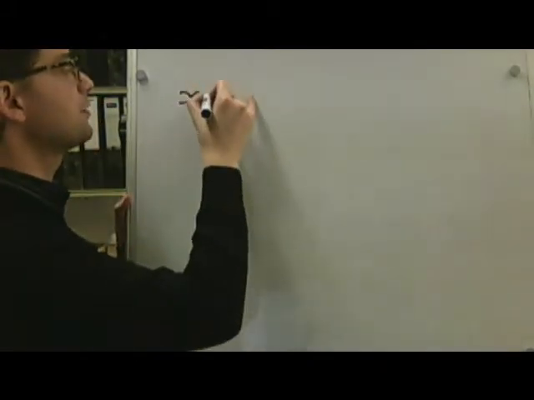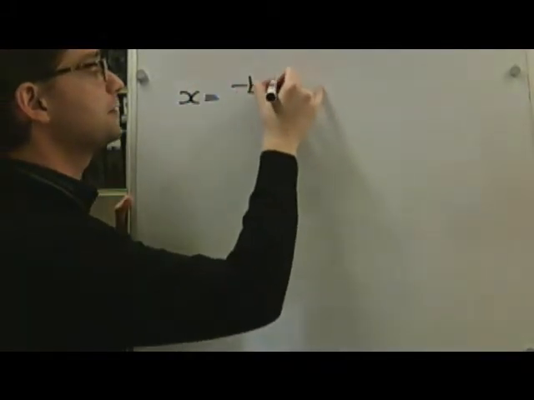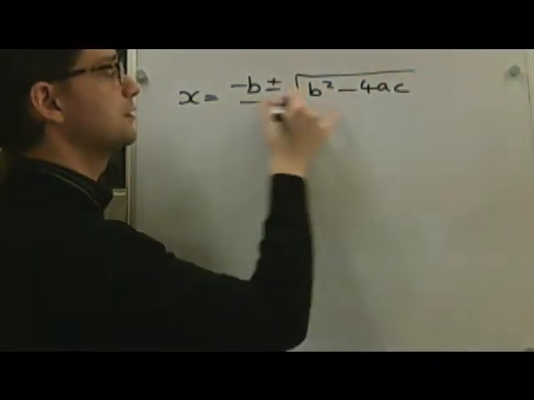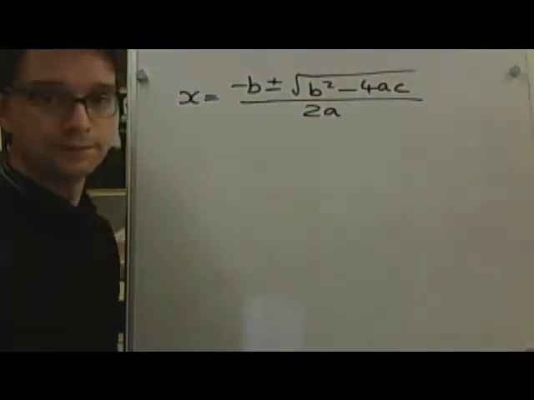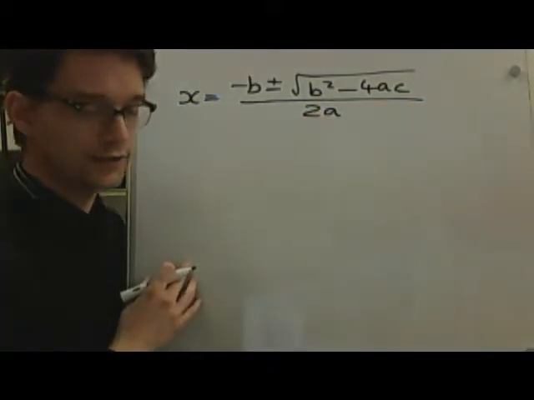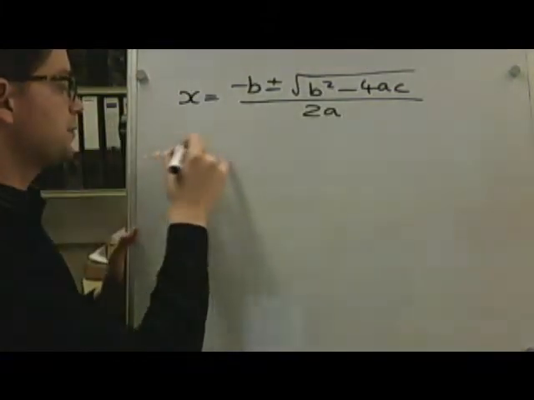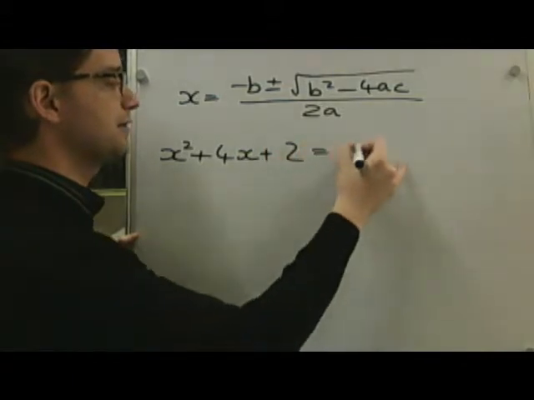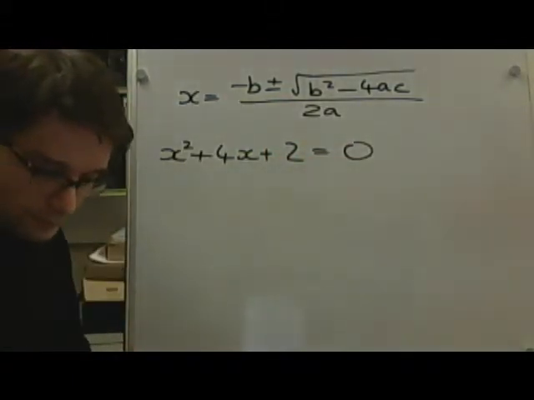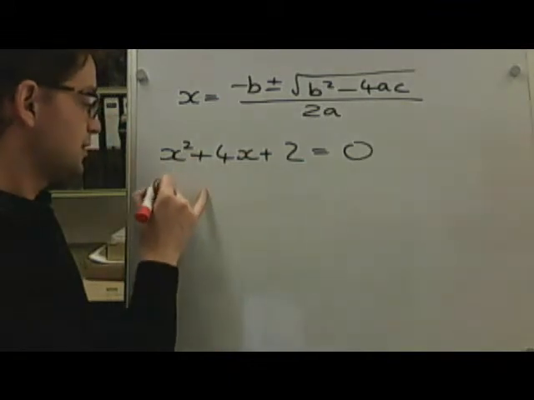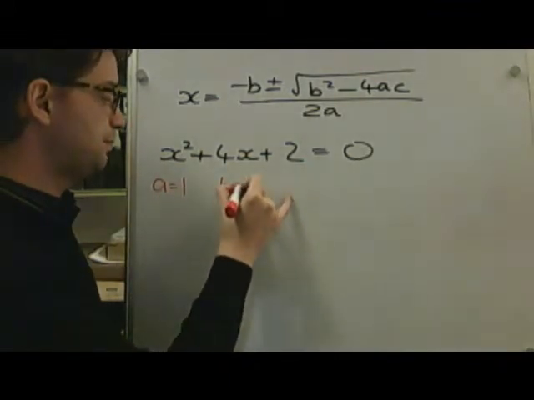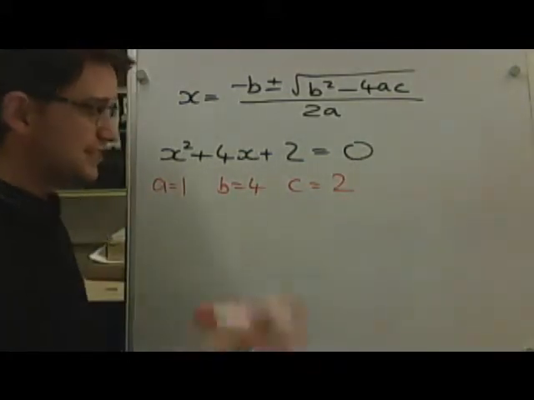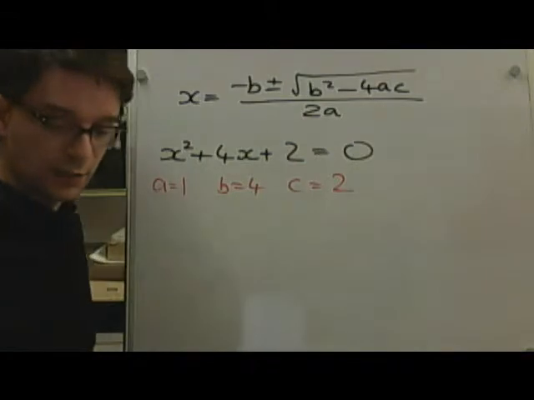First thing I'm going to do is just write the formula out again up here. Minus b plus or minus the square root of b squared minus 4ac all over 2a. So this is the formula we're going to use, whatever the quadratic equation looks like. So suppose I've got x squared plus 4x plus 2 equals 0. Well, in that quadratic equation, I've got a equals 1, b equals 4, and c equals 2. So I simply stick these numbers into this equation.